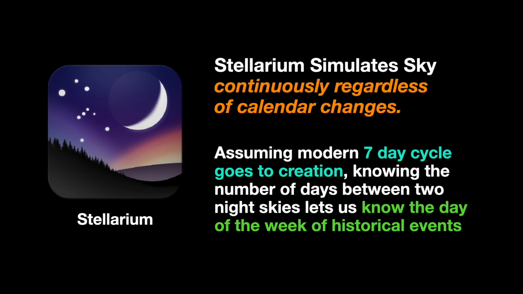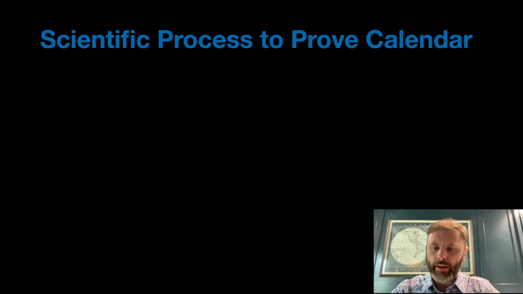Stellarium simulates the sky continuously, regardless of any changes in calendar or adding or removing days or any of the other shenanigans that go on from time to time. So assuming we know a modern 7-day cycle that goes all the way back to creation, and we know 2 points of time in Stellarium, we can calculate the day of the week. So this is the scientific process that I'm going to be using to prove or test the calendars.